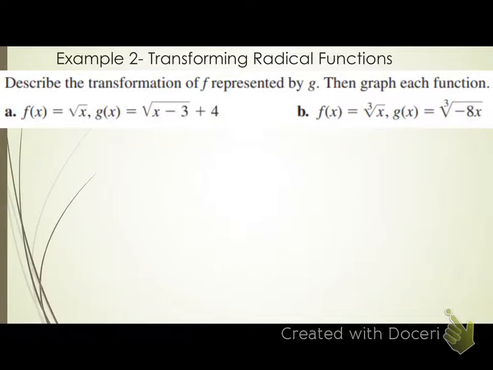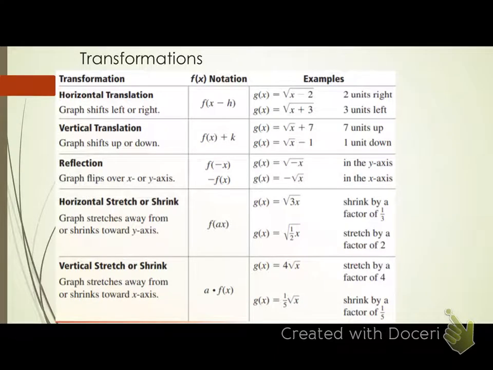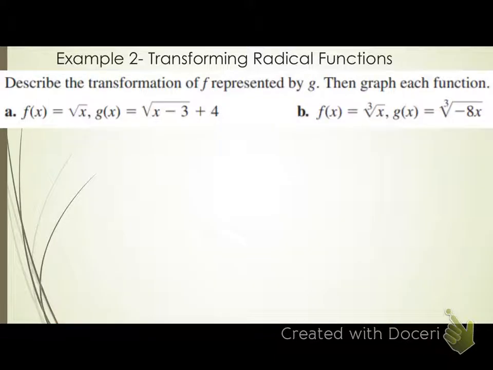So let's look at our formulas and see if we can see which transformations are occurring here. Can anyone give me one of my transformations? Horizontal translation. How many units and which way? 3 to the right. Very good. We have x minus 3. So I'm subtracting underneath the radical.